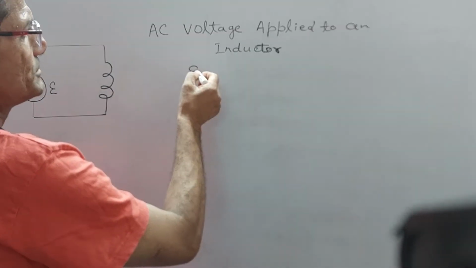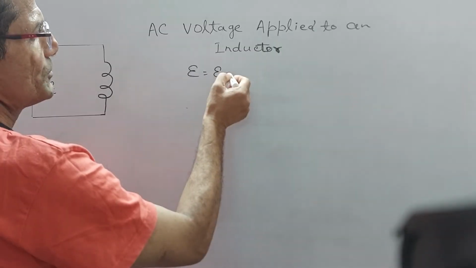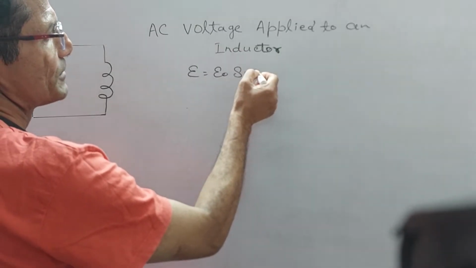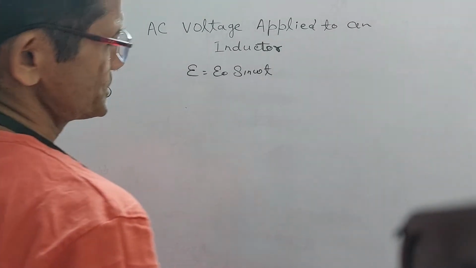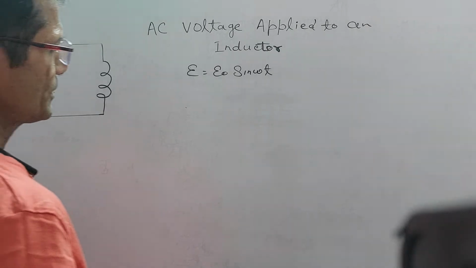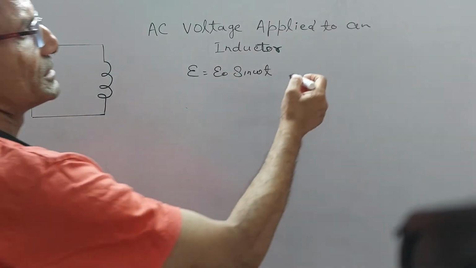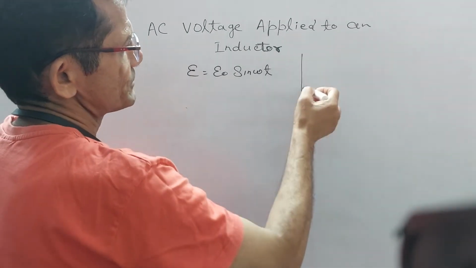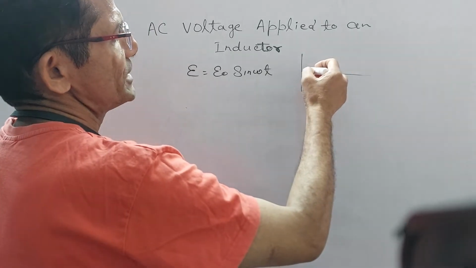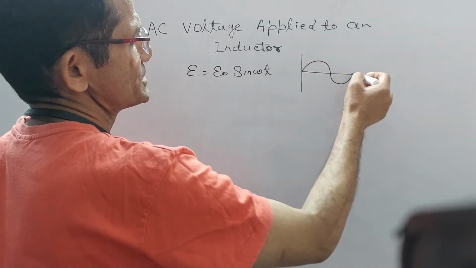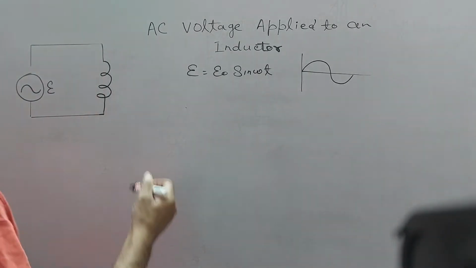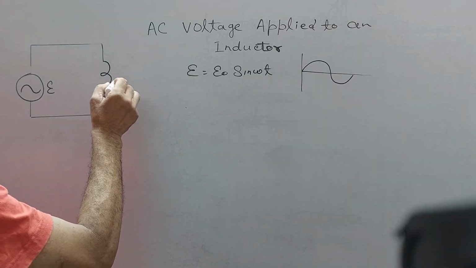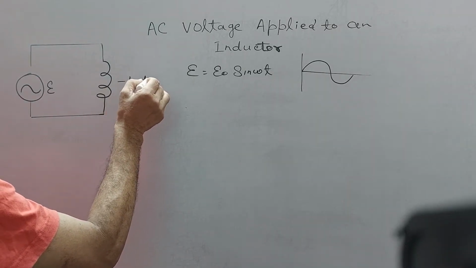E is equal to E naught sin omega t. We have to find the current when the source voltage is this one. We know this is sinusoidal. This is a varying voltage with magnitude and direction. So an EMF is generated across the coil of this inductor. That EMF will be minus L di upon dt.